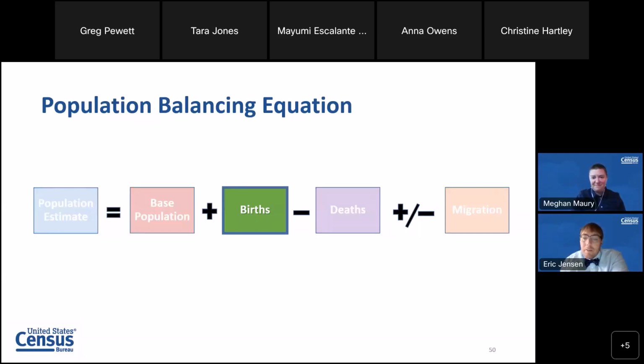So currently we use microrecords on births from the National Center for Health Statistics to produce the estimates of children born each year. Again, these records are created when the birth certificate is filled out. In the United States, birth registration is more or less 100% complete, meaning that practically all births are registered.